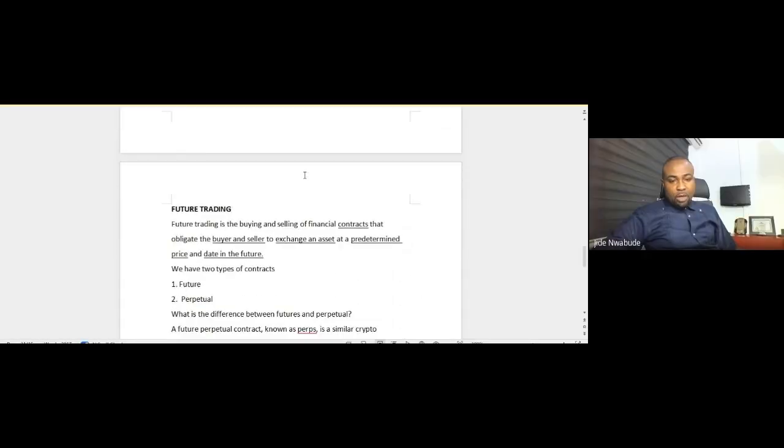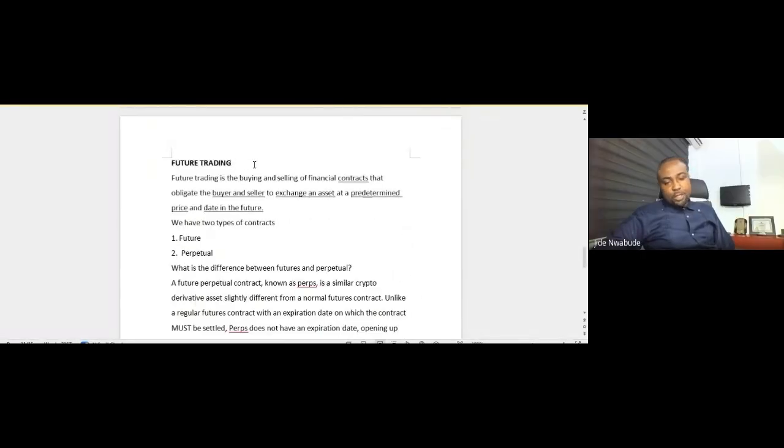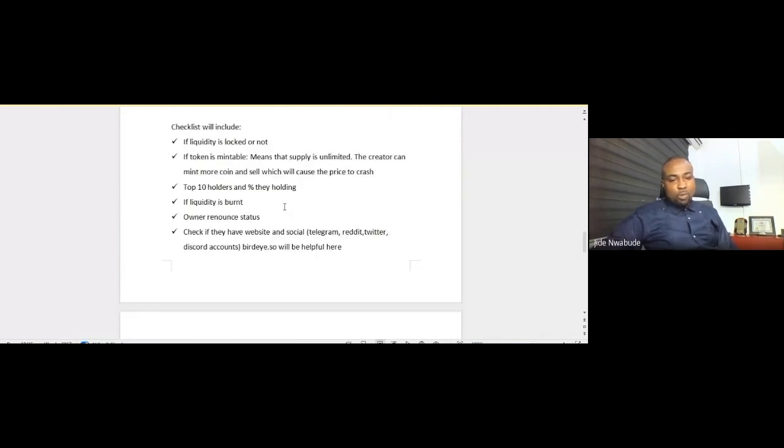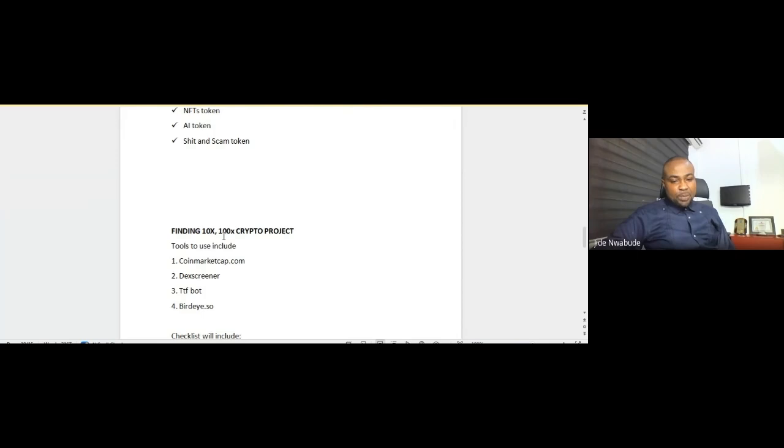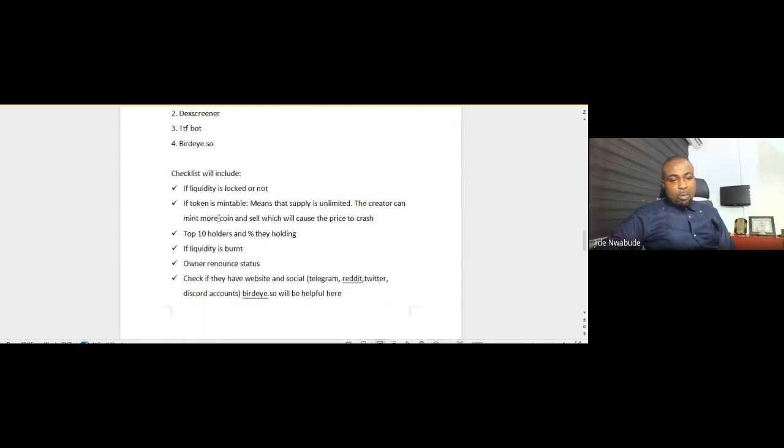Okay. Today we're dealing with future trading. Now, everyone understand, we've been able to explain throughout last week. We did a lot. This is finding 10x project. We completed this. Then we went into checklist. We did checklist, and then we had a little bit of spot trading.